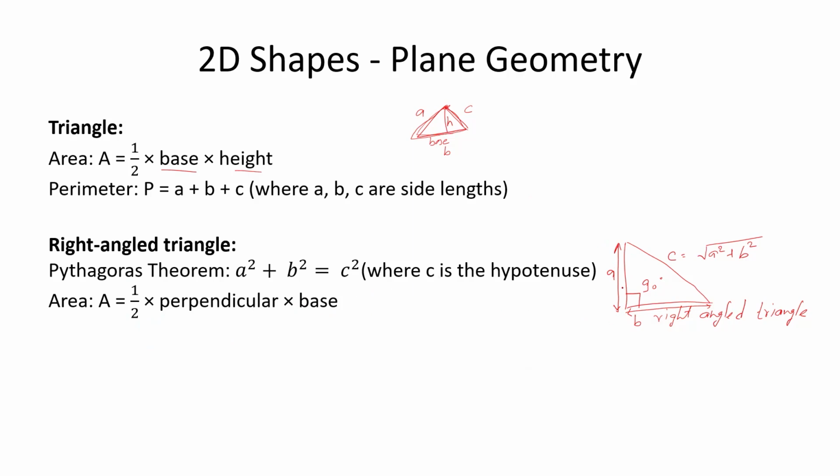Perpendicular is the height. So here, height is connecting this corner to the base, that is the height. And perimeter will be A plus B plus C, like in usual triangles.